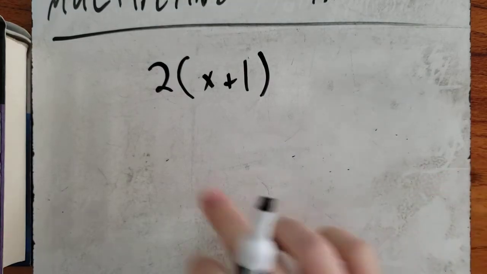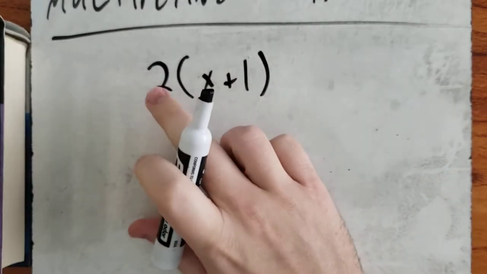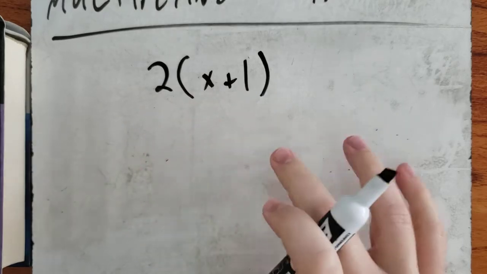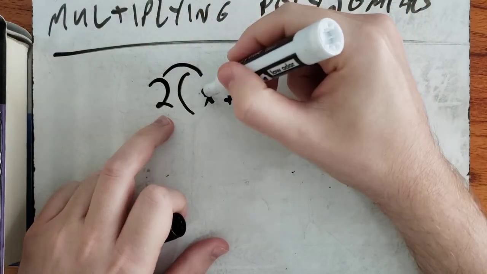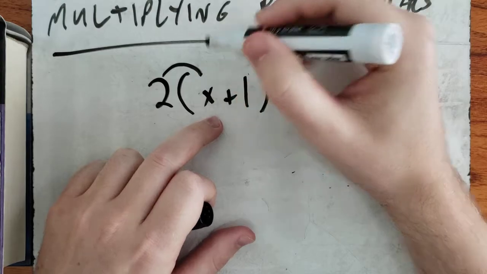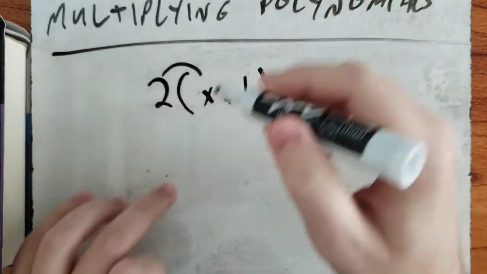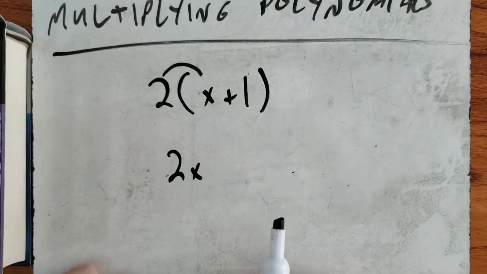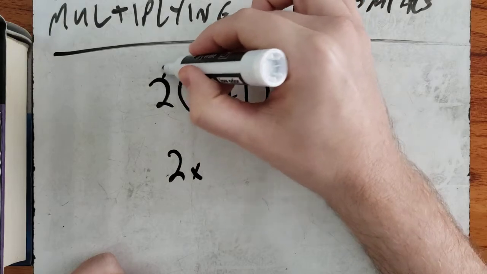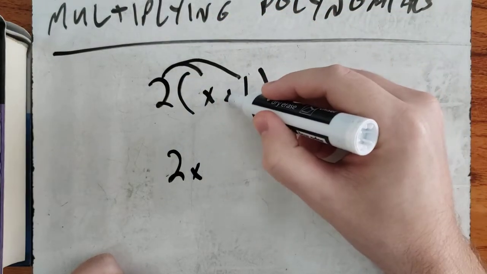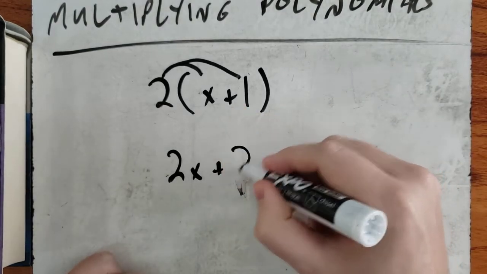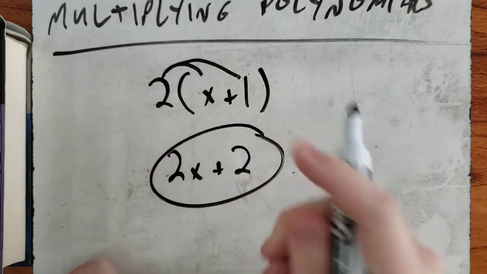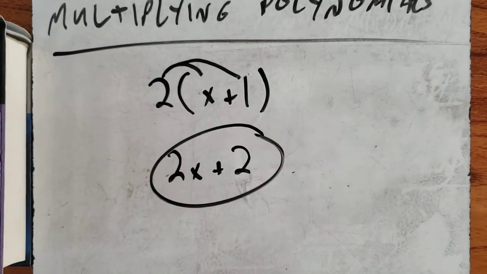So really what we're doing is we're basically distributing, right? Whatever's on the outside gets multiplied by everything on the inside, right? So you take your 2 and first multiply it by our x, the first term here. So we do 2 times x, and we know that's just going to be 2x. This letter and number get multiplied, put together. And then we do 2 times 1. Now our 1 is positive, so 2 times positive 1 would just be 2. And that's it.